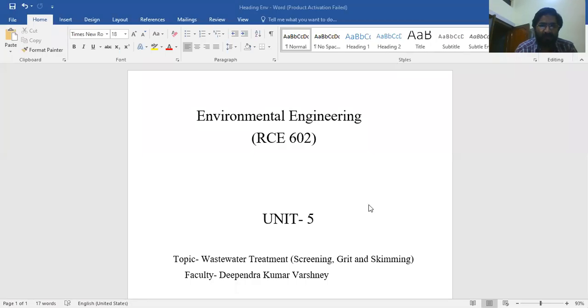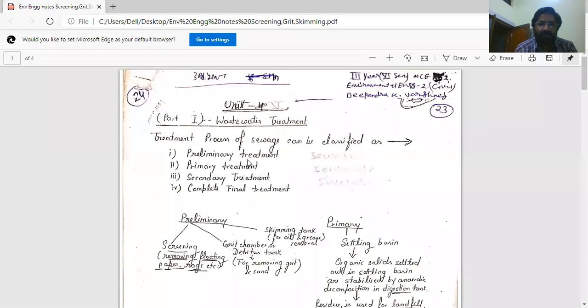Today's topic is wastewater treatment. In this category: screening, grit and skimming. In wastewater treatment or sewage treatment, there are 4 stages.